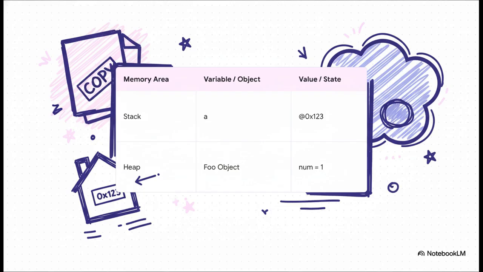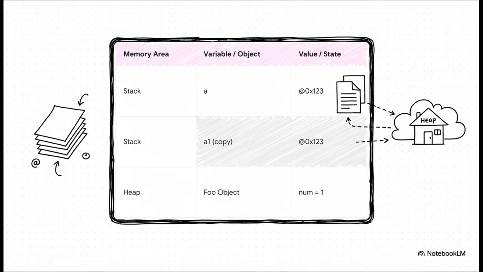called the heap. Now, when we call the method, Java's pass-by-value rule kicks right in. It creates a new variable for the method, let's call it a1. And what value does it put in a1? It puts a copy of the value from a, so a1 also holds the address 0x123. We now have two separate references pointing to the exact same object.